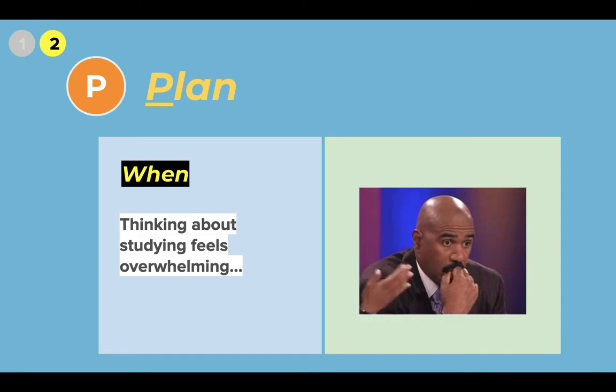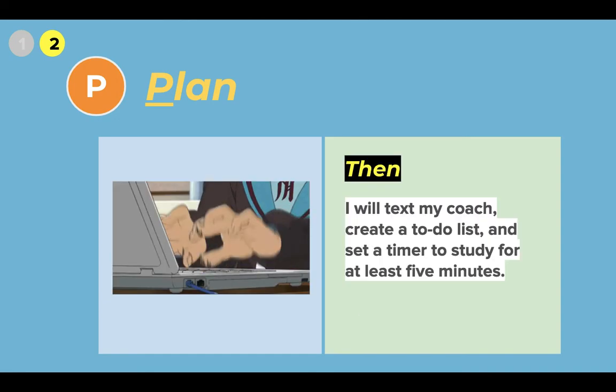So a second plan. When thinking about studying feels overwhelming, then you can text my coach, create a to-do list, or set a timer for at least 5 minutes. So this part of this plan is, even if studying feels very overwhelming, think about the minimum that you can do to start getting in the habit of studying. And that could look like, at a very minimum, just texting your coach, creating that to-do list, and studying for at least 5 minutes.